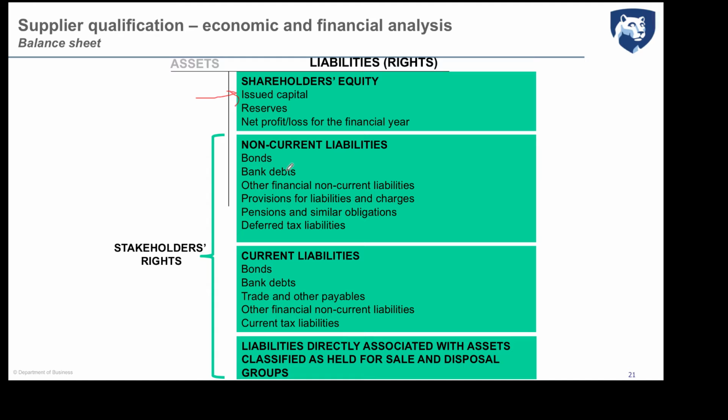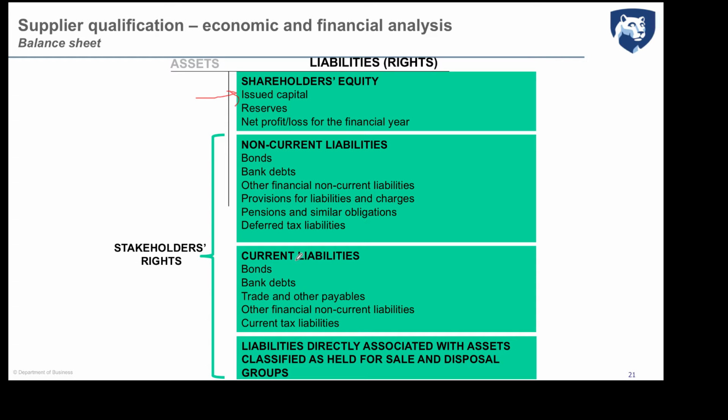So these are bonds, long-term bank debt, other financial non-current liabilities, provisions for liabilities and charges, pension and similar obligations, and deferred tax liabilities, which are all liabilities that are supposed to be present also after the end of the current year. Non-current liabilities. Next year, these people, like government, like bank, still own some part of their interest in my company, which instead is opposed by what is called current liabilities.